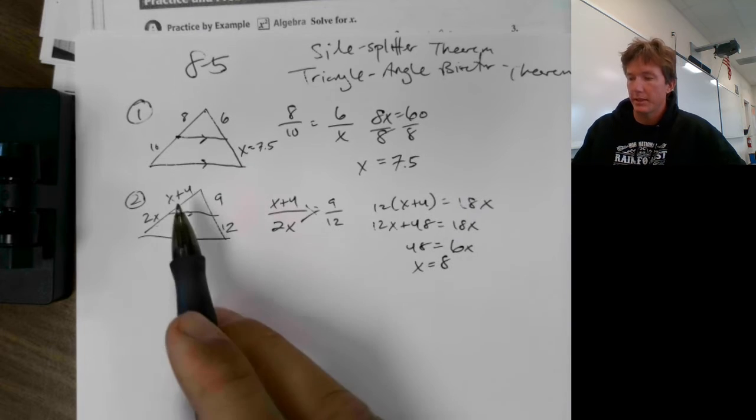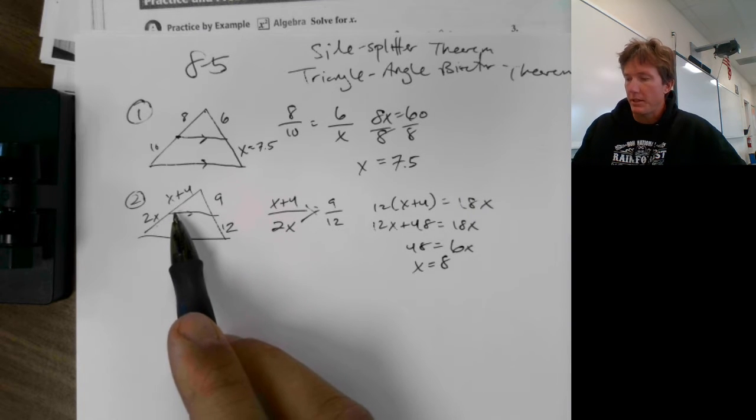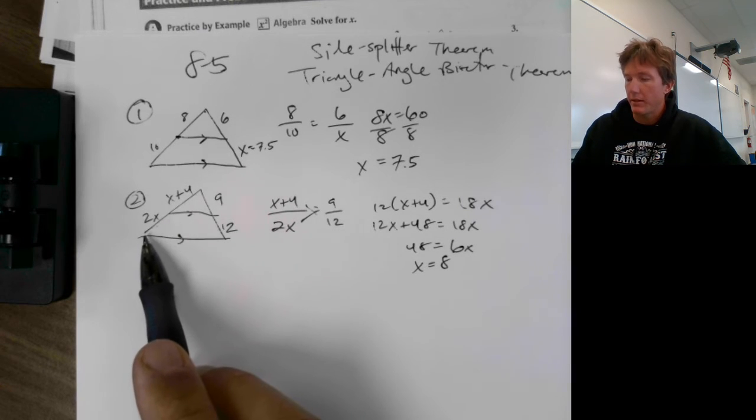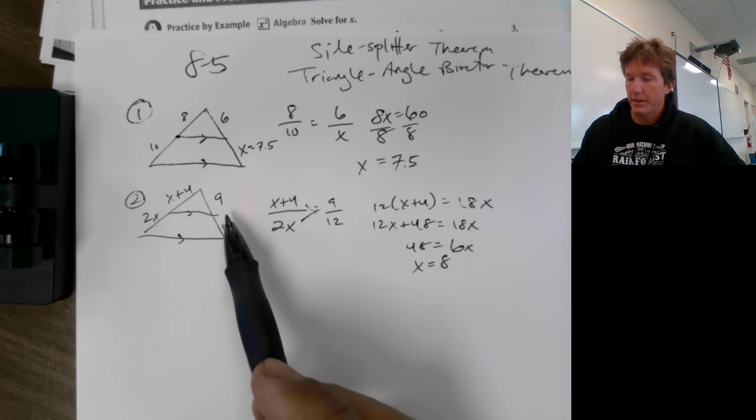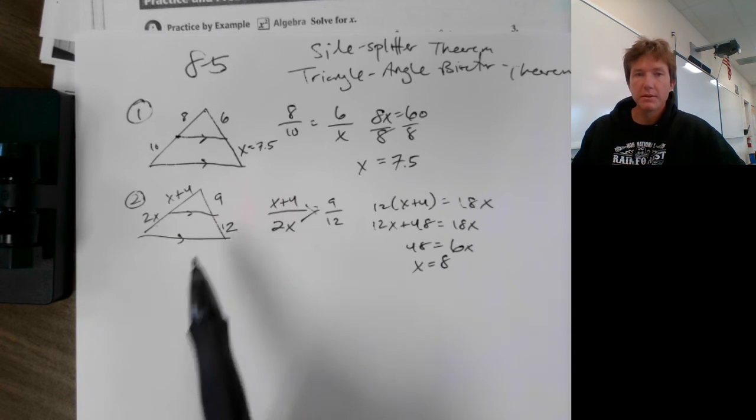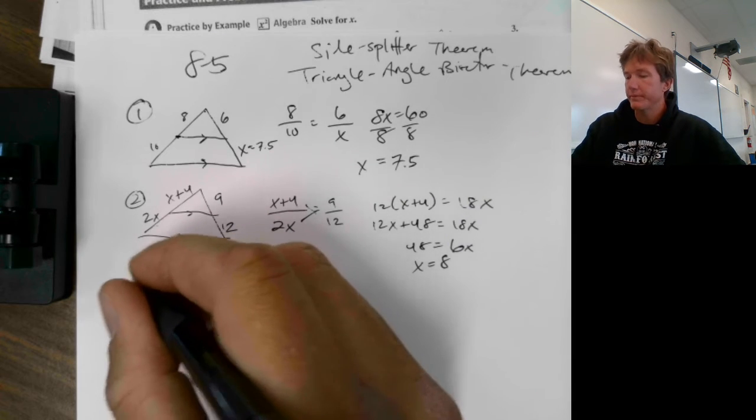Okay, so you can plug that in. Your sides would be 12 and 16. So that's basically a 3 to 4 ratio. 9 over 12 is also 3 to 4, so that works.